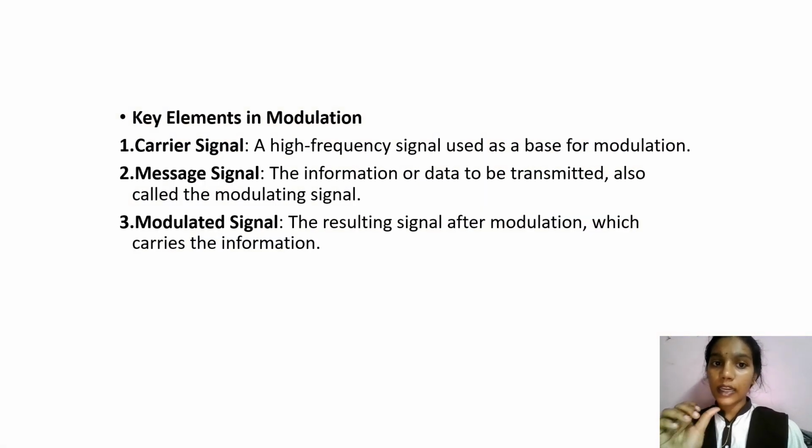And next one is the key elements of modulation. There are three key elements of modulation. First one is the carrier signal, next one is the message signal, and next one is the modulated signal. Carrier signal: a high frequency signal used for modulation. Message signal: the information or data to be transmitted, also called the modulating signal. And next one is the modulated signal: the resultant signal after modulation which carries the information. These are the key elements in modulation.